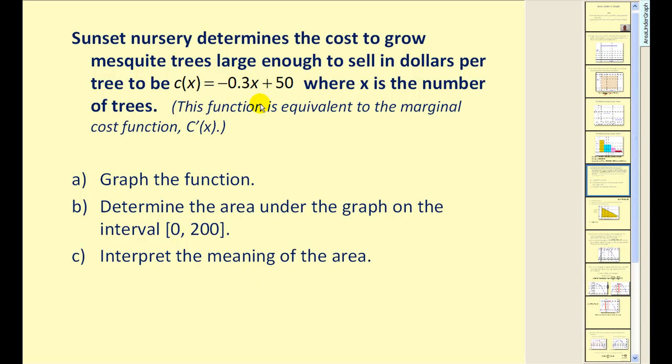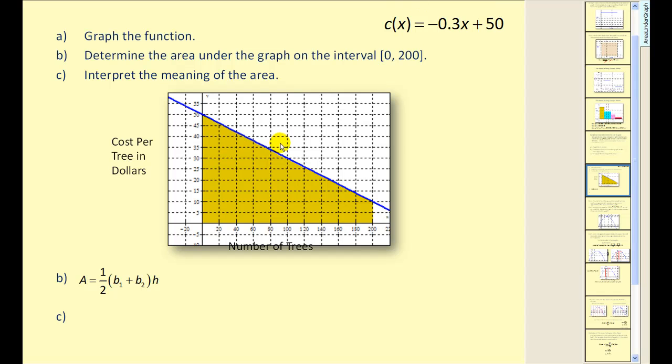So let's first take a look at the graph. It's a line with a negative slope. Here it is. We have the number of trees on the x-axis, the cost per tree in dollars on the y-axis. Now what's unique about this one is the area under the graph and above the x-axis is a trapezoid. And remember that the area of a trapezoid is given by this formula.